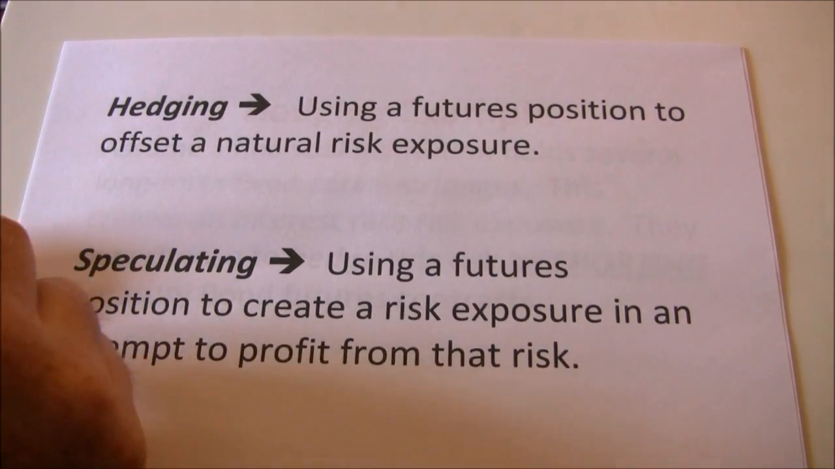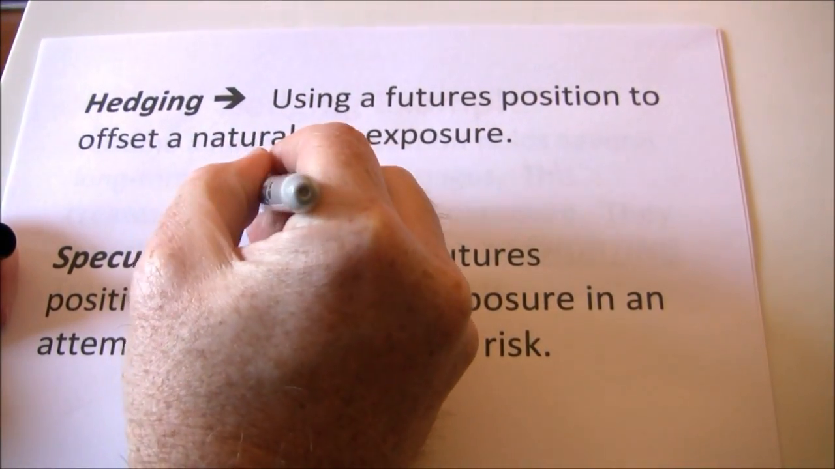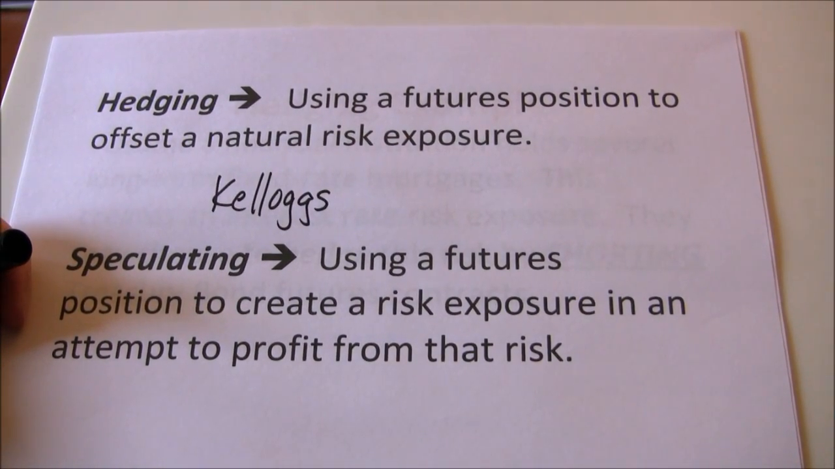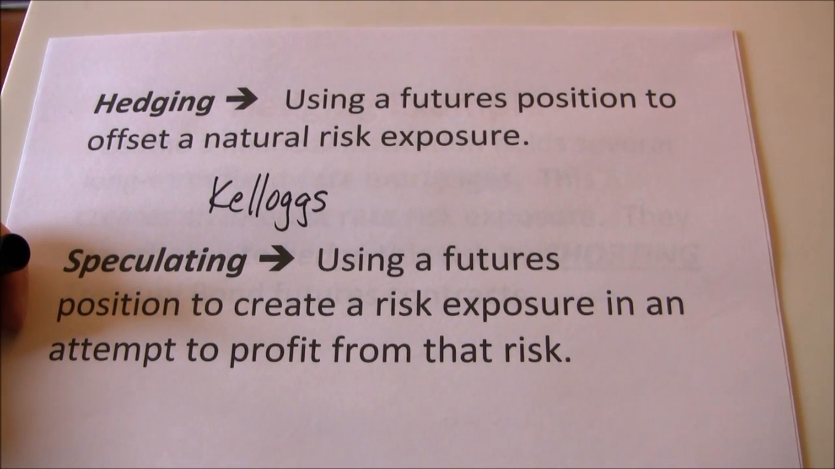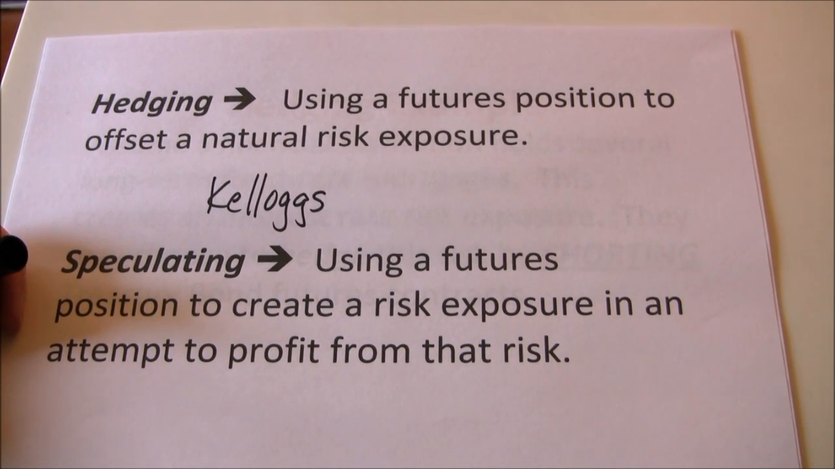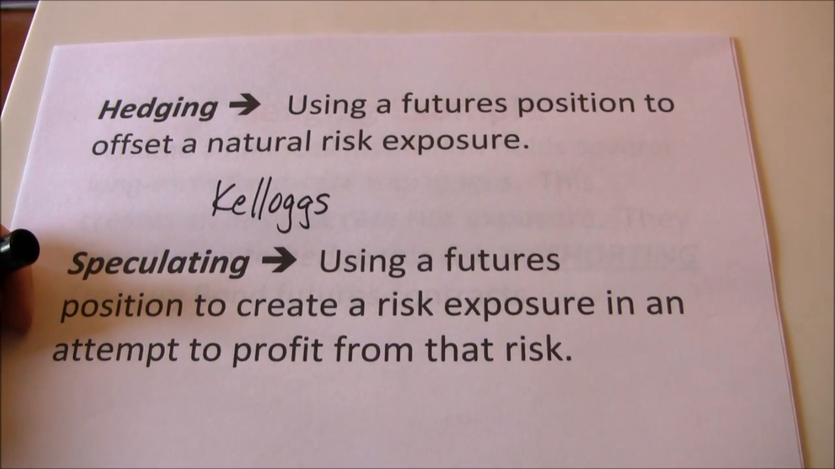An example might be something simple like Kellogg's, which has exposure to grain prices. If grain prices go up, that's going to cost them more to produce their cereal. Their expenses go up, their profits go down. So Kellogg's may decide to buy corn and wheat futures in order to control the price of their grains going forward.